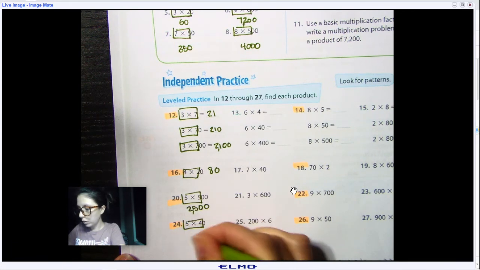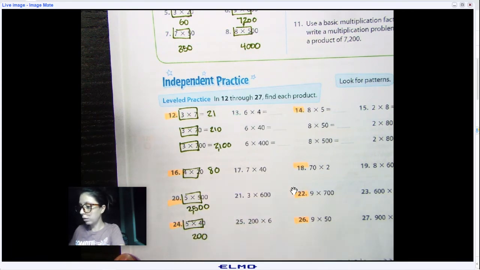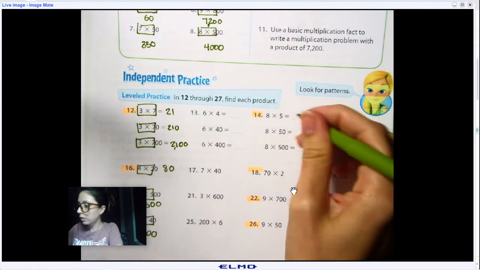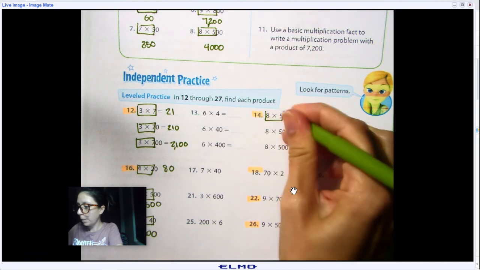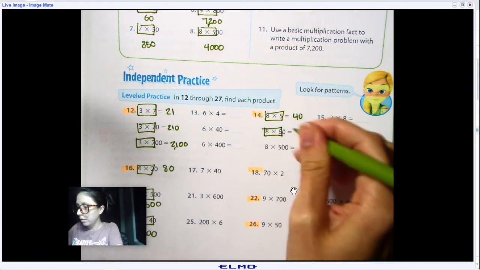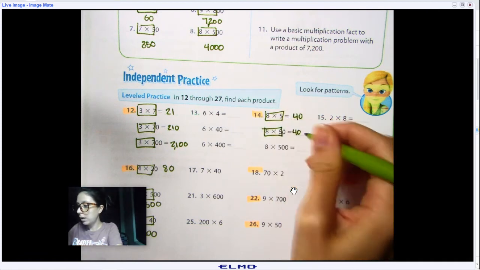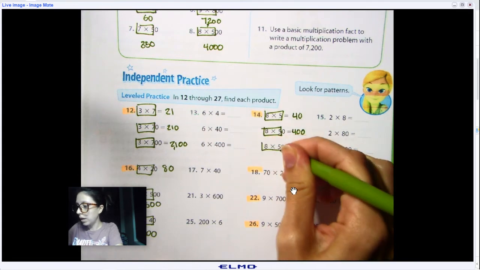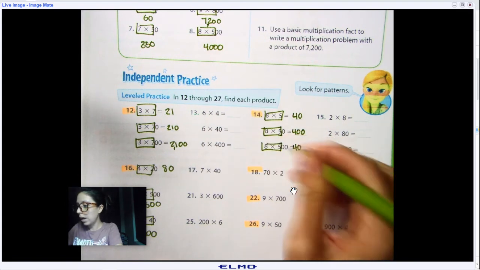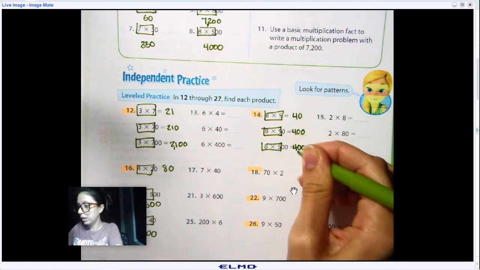5 times 4 is 20, and add one more 0. 8 times 5 is 40. 8 times 5 is 40 and add one more 0. 8 times 5 is 40 and add 2 more zeros. Don't forget to add your comma.